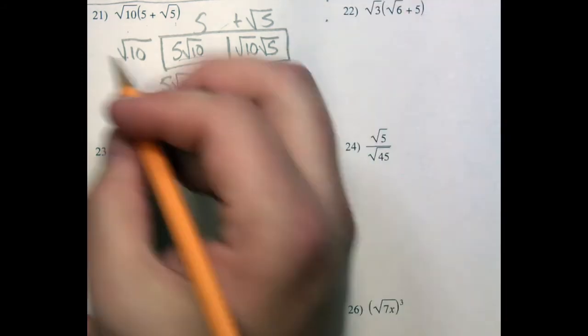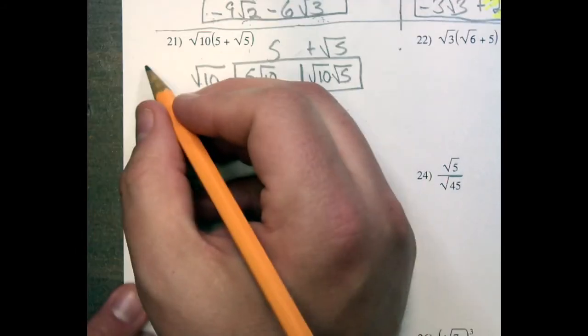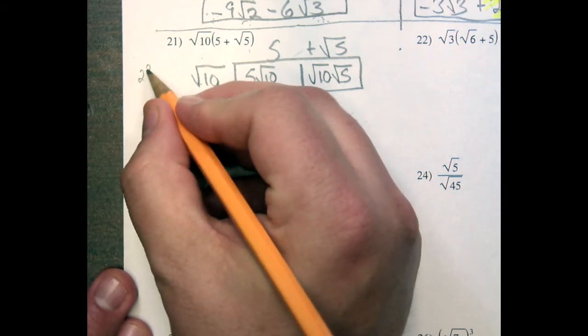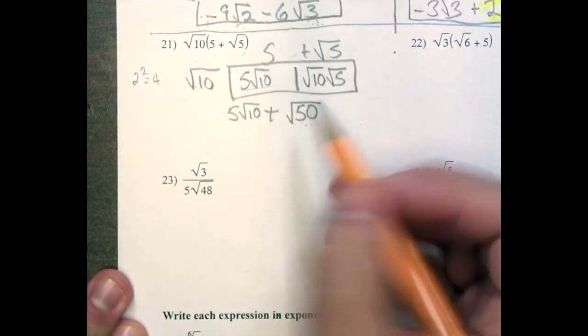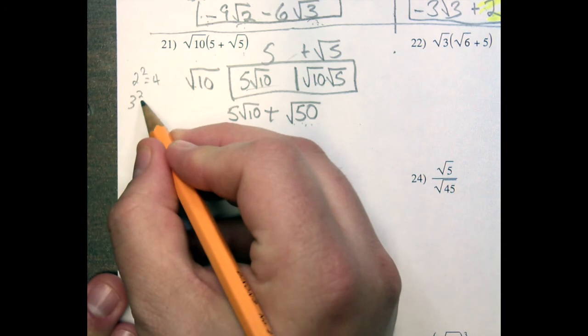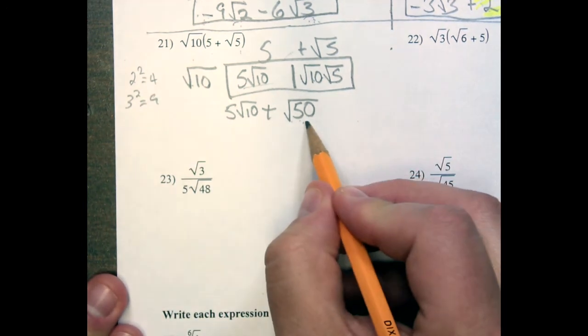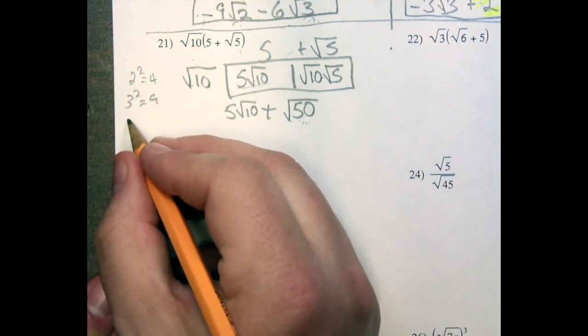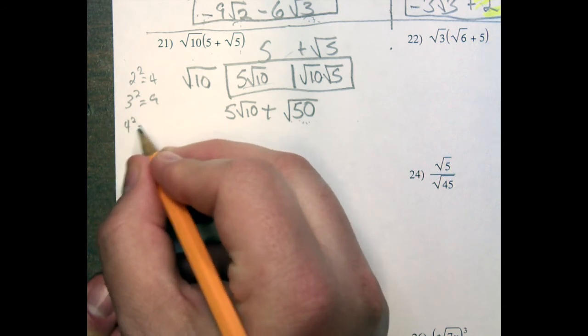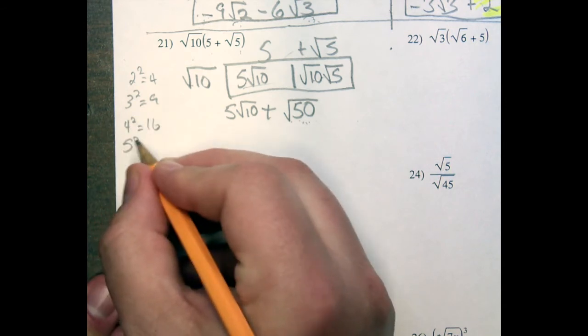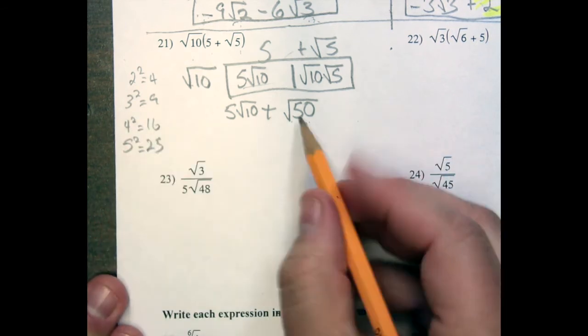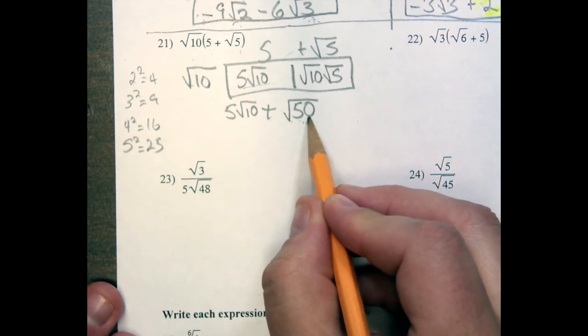Remember, we're thinking to ourselves that 2 squared is equal to 4. 4 doesn't go into 50. 3 squared is equal to 9. 9 doesn't go into 50. But 5 squared is 25, and 25 definitely goes into 50. How many times? 2.